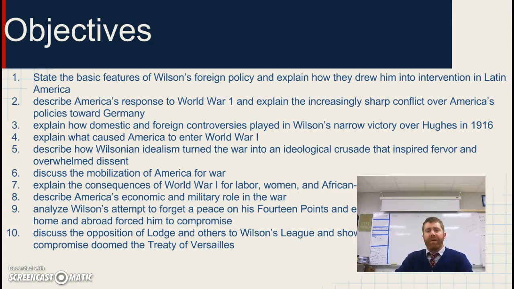And we also want to be able to explain how his features of foreign policy drew him into Latin American affairs. We will really concentrate on moralistic diplomacy in Mexico. We want to be able to describe America's response to World War I and explain how the increasingly sharp conflict over America's policies towards Germany. We want to be able to explain how domestic and foreign controversies played in Wilson's narrow victory over Hughes in the presidential election of 1916.